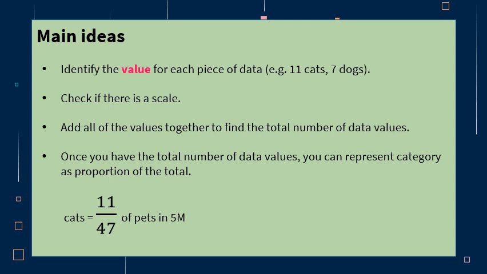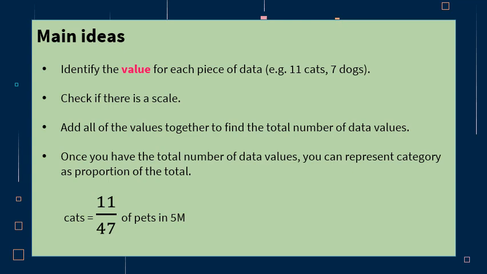Okay, so the main ideas from today: when we're trying to find the total number of data values, identify the value for each piece of data. So for example, there are 11 cats, 7 dogs, 1 reptile. Check if there is a scale, because that will change how you read the data, particularly with dot plots. Add all of the values together to find the total number of data values.